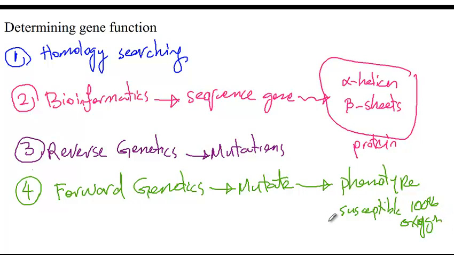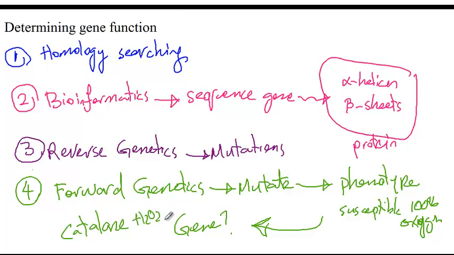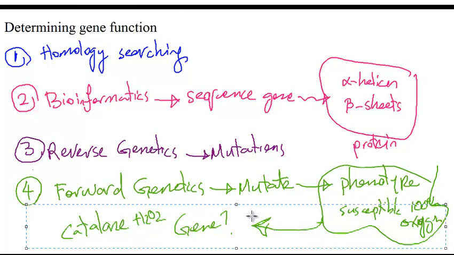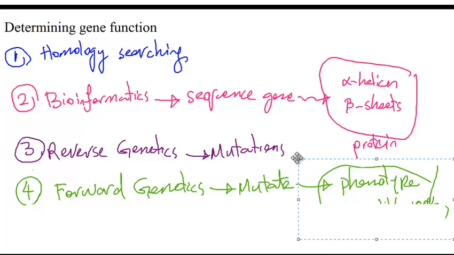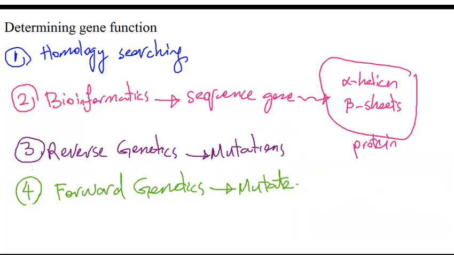And now let's go and find out what gene is mutated that has caused this phenotype. And then, for instance, we may find out that it's the catalase gene that has been mutated, as a consequence of which this organism is susceptible to hydrogen peroxide, which 100% oxygen can cause their death. All right, so that was different techniques of learning how different genes function.